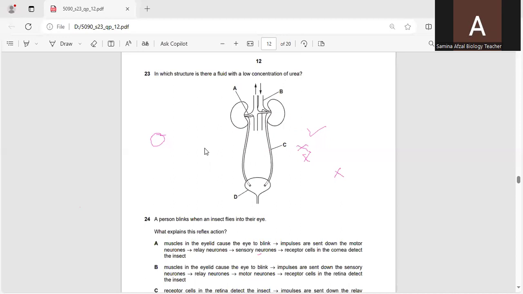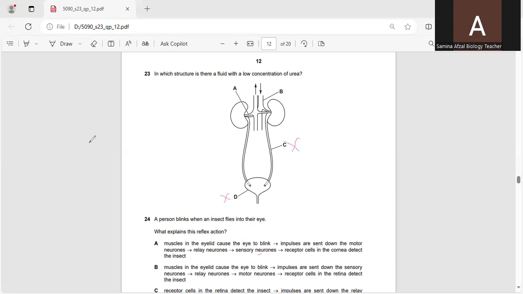Next is question number 23. In which structure is there a fluid with low concentration of urea? With low concentration of urea, it means A, B, C, and D. In A, the blood is moving away from the kidneys. In B, the blood is moving towards the kidneys. C is the ureter, and D is the urinary bladder.